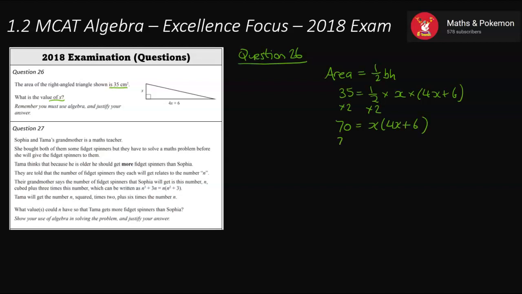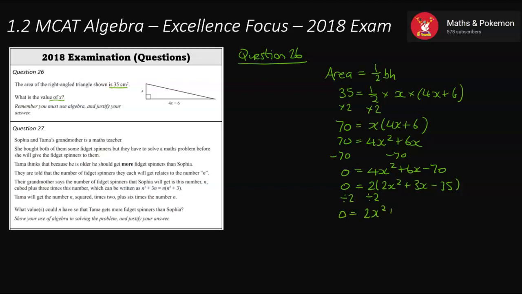I'm now going to expand that bracket. So 70 is equal to 4x squared plus 6x. And we're going to go minus 70, and that's because quadratics always have to be equal to 0. So 0 is equal to 4x squared plus 6x minus 70. All of these terms are even numbers, which means they've got that 2 in common. So it'll be 2 bracket 2x squared plus 3x minus 35. And if I go divide by 2, that leaves me with 0 is equal to 2x squared plus 3x minus 35.